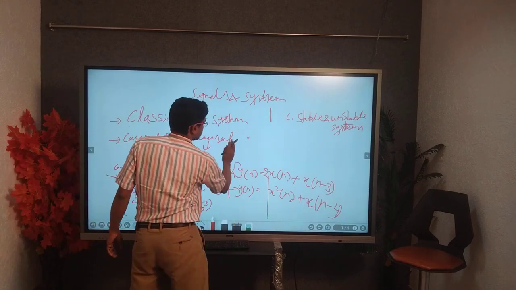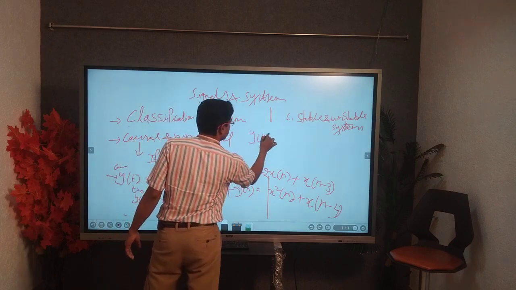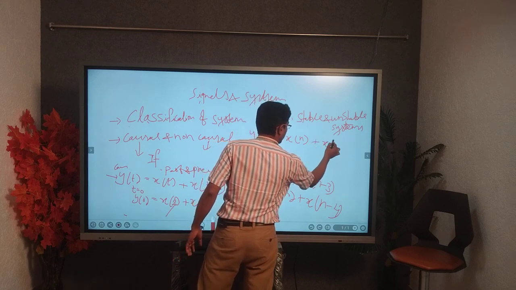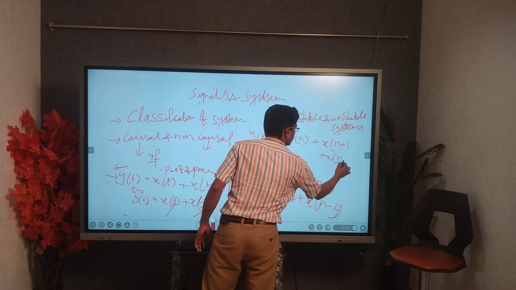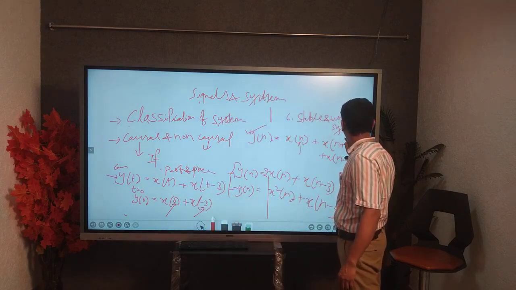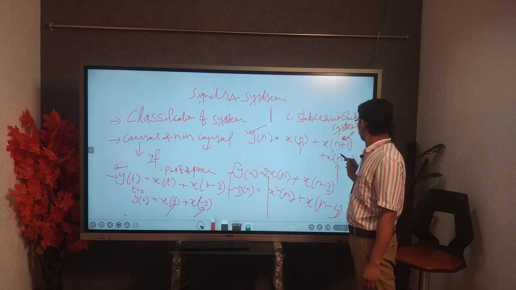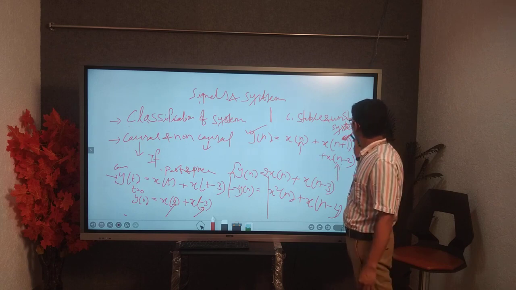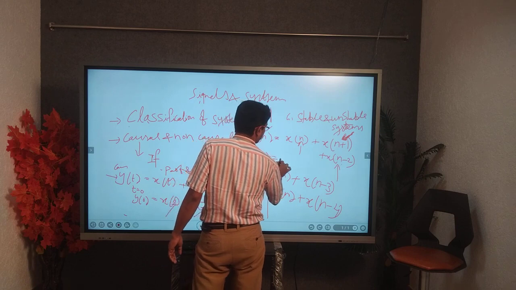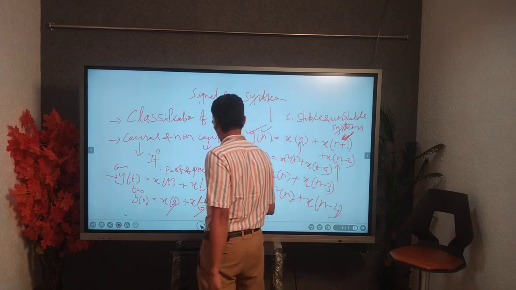Non-causal examples are those that depend on future inputs also. So y of n is equal to x of n plus x of n plus 1 plus x of n minus 2. This is a non-causal system. This is the present value, this is the future value of the input, and this is the past value of the input. So the system depends on future inputs, and that's why this is a non-causal system. In continuous time, it can be represented by x square of t plus x of t minus 5. This is also a non-causal system.